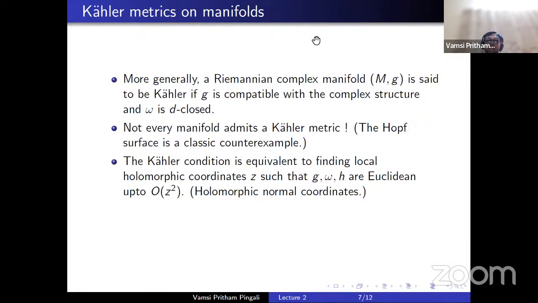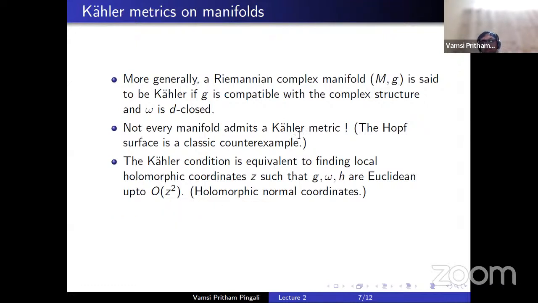So likewise, you can ask whether, given a compatible Riemannian metric on a complex manifold, you can always find holomorphic coordinates such that the metric is standard up to first order. That's not always true, unfortunately. And it is true precisely when this compatible Riemannian metric is Kähler. In other words, ω is d-closed.